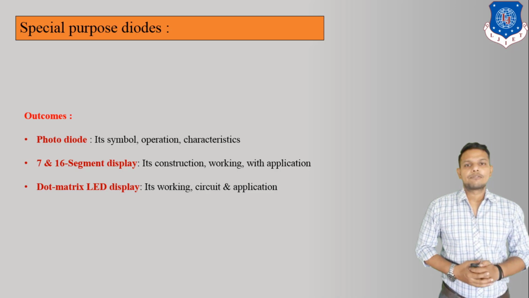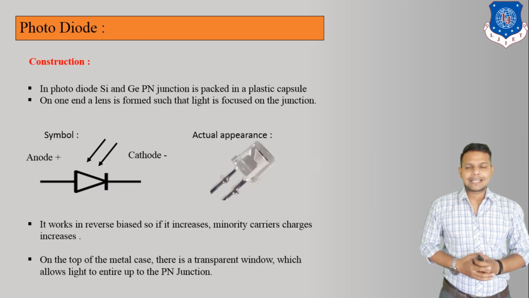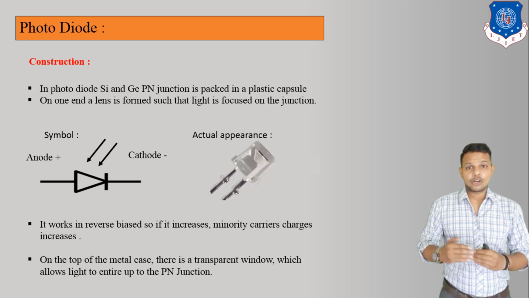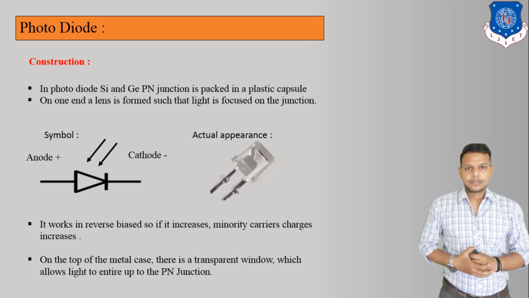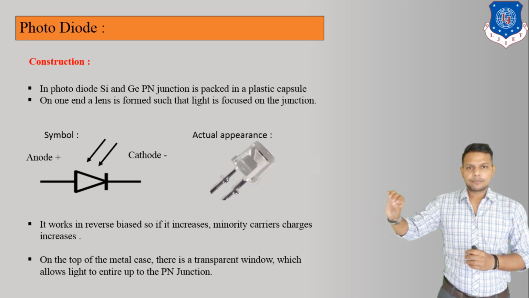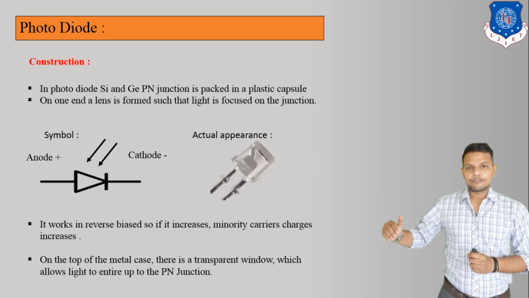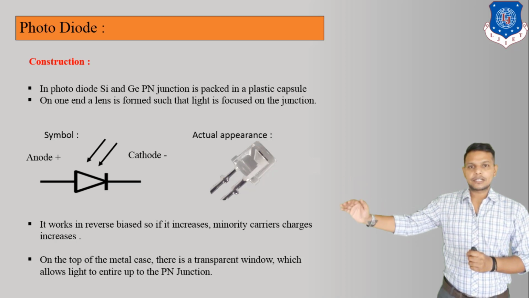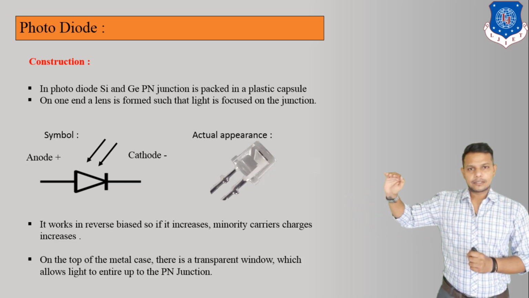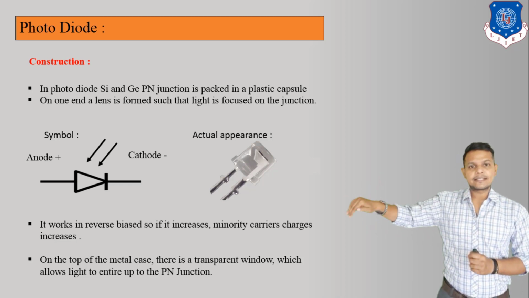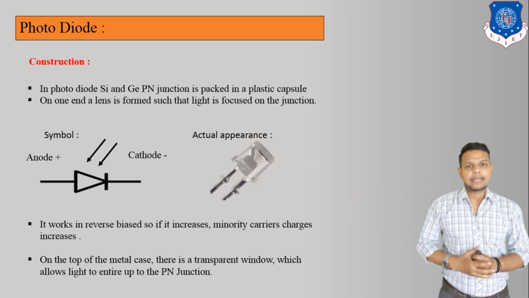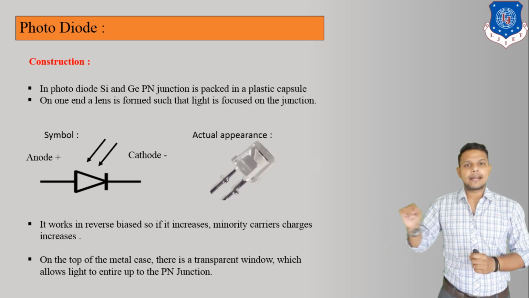So let's start with photodiode. A photodiode is basically similar to the solar cell, and it is also similar to the LED. Here we can see this is the symbol of photodiode. It's slightly different compared to the LED. In LED we have seen that the arrow's indication is outside, but here in photodiode the arrow's indication is inside. That means it absorbs light, whereas in LED it emits light. So this is the difference between LED and photodiode.